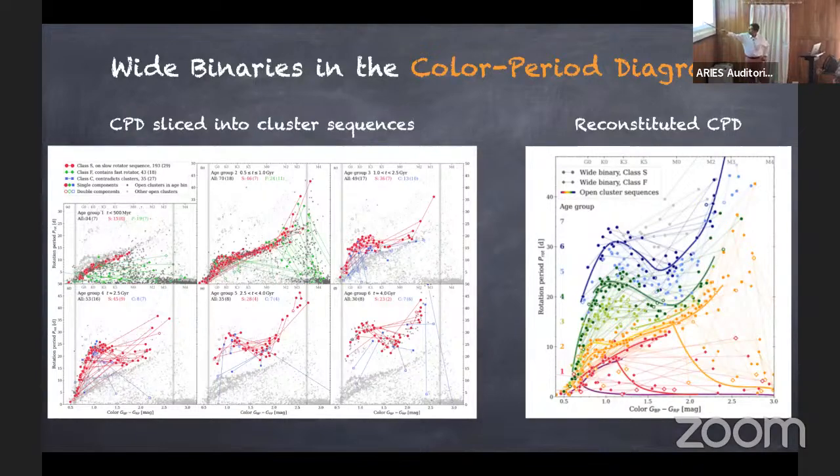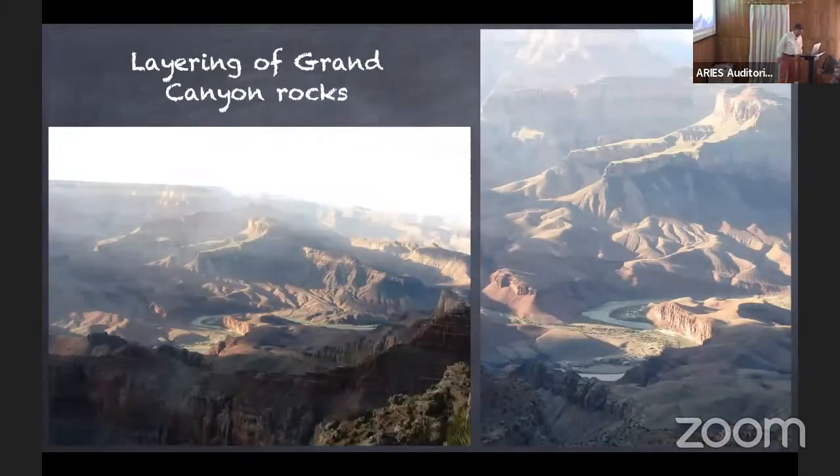So the youngest wide binaries are there in those layers, the older ones successively. So each set of wide binaries can be associated with the corresponding open cluster, and the pattern is the same in the wide binaries as it is in open clusters. In fact, if you organize the wide binaries, that's how they look. The layering is identical. And it should remind you again of the Grand Canyon and the layering in there, except that in here, the oldest rocks are at the bottom, the youngest rocks are at the top.